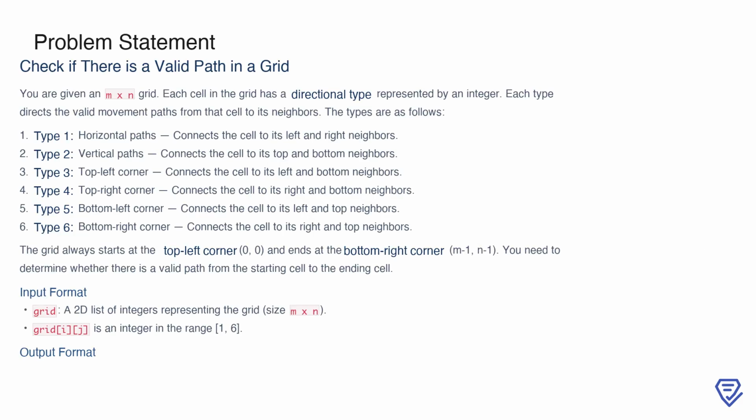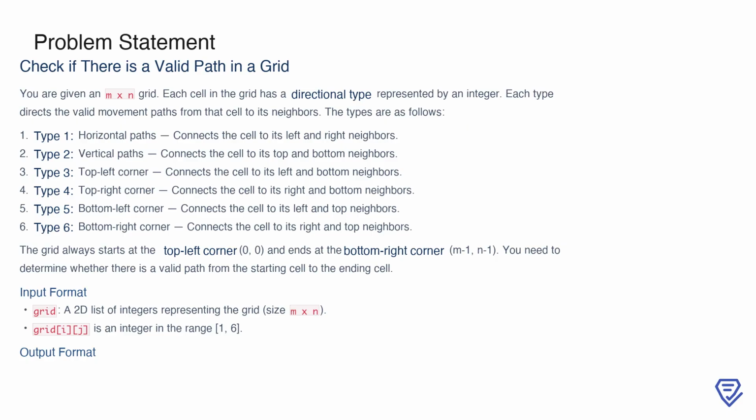In this problem, we are working with an M by N grid where each cell has a specific type that determines how you can move from that cell to its neighbors. There are 6 different types of cells, each defining unique movement paths. For example, Type 1 allows movement horizontally, connecting to the left and right neighbors, while Type 2 allows vertical movement, connecting to the top and bottom neighbors. Types 3 through 6 represent corner connections, where movement is only possible in specified diagonal directions, such as from the top left to the bottom or from the bottom right to the top.